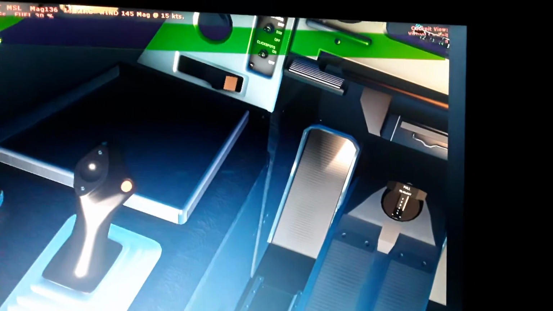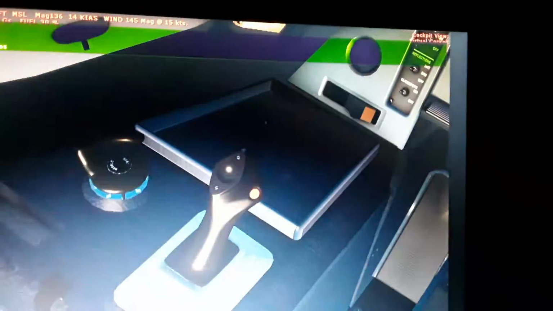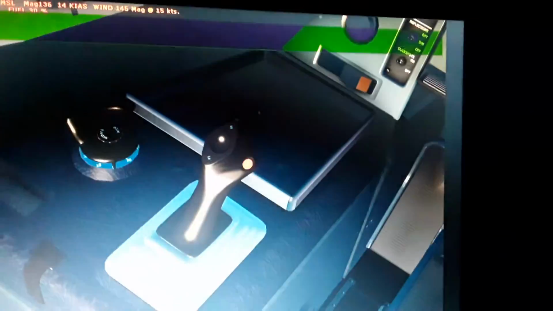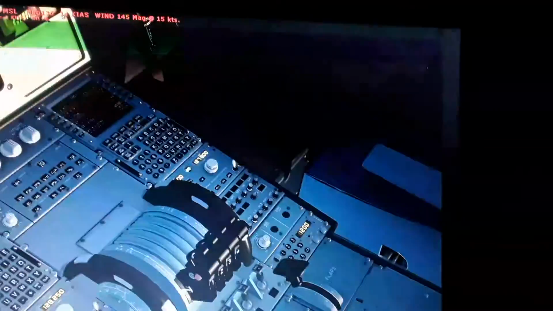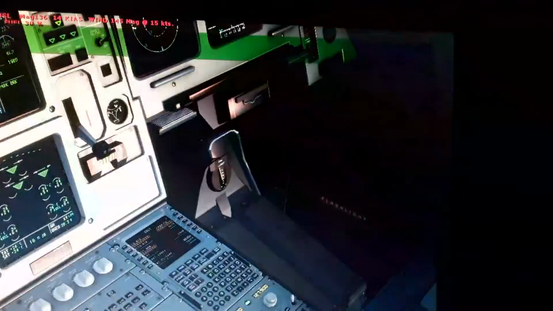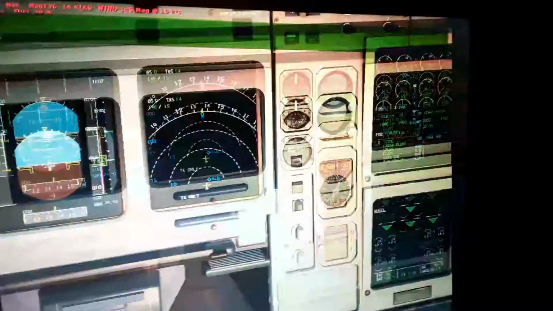But when it is flown without flight computers, it's flown in direct law, so it can be flown with direct side stick inputs. In some other conditions, like after takeoff and before landing, like 100 feet above ground before landing and 50 feet after takeoff, it's flown in direct law. So I'm going to be showing you some other systems.